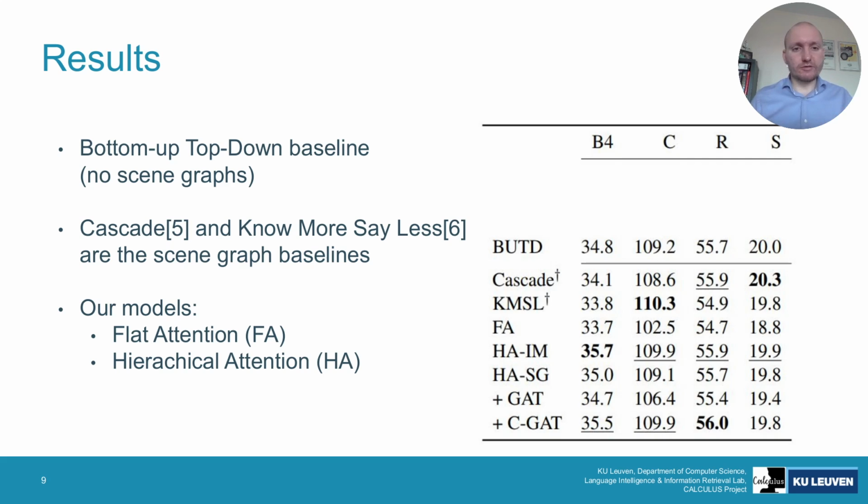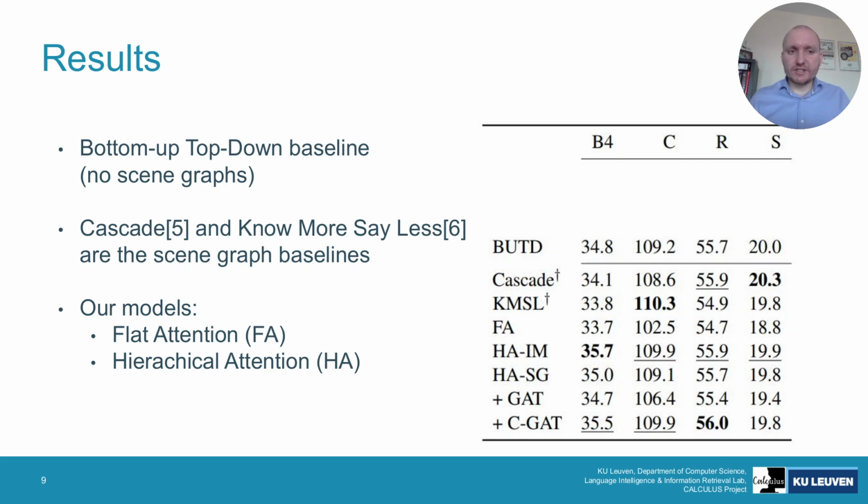And then we have the set of our models, the flat attention and the hierarchical attention in different orders. As we look at these results, we get a very mixed set of numbers. And actually, we see that it's very hard across many of the metrics for the scene graph models to outperform the bottom-up, top-down baseline. While it's achieved in some of the models, it's with a very small margin, and in many of the other settings, it wasn't possible to improve the scores of the bottom-up, top-down model.